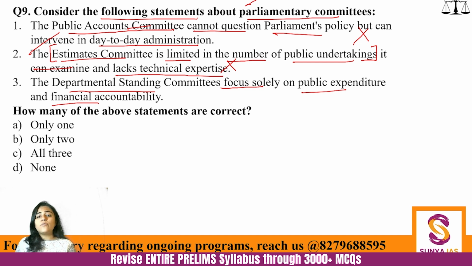Department standing committees focus solely on public expenditure, financial accountability. No. Departmental standing committees can be assessing the policy matters also within their own department. So question 9, again, none is the answer. Very difficult to choose none as your answer, but it is none over here. Fine, I hope you understand that.